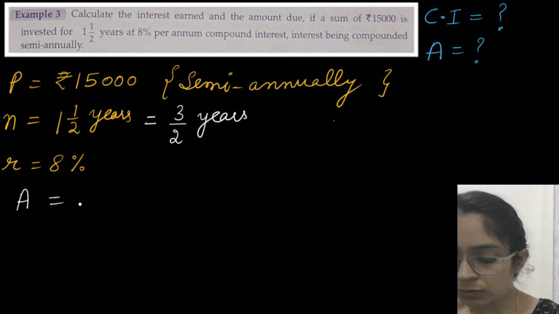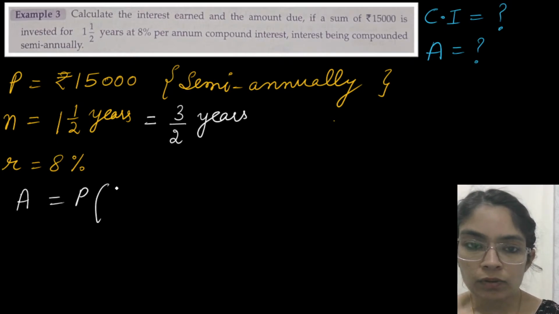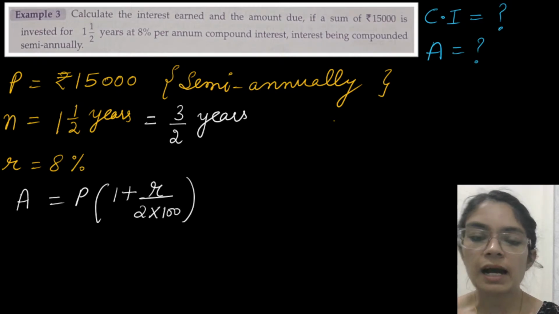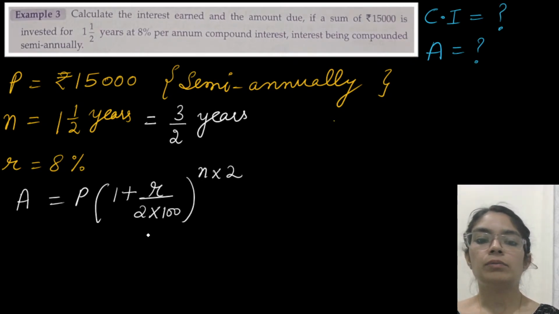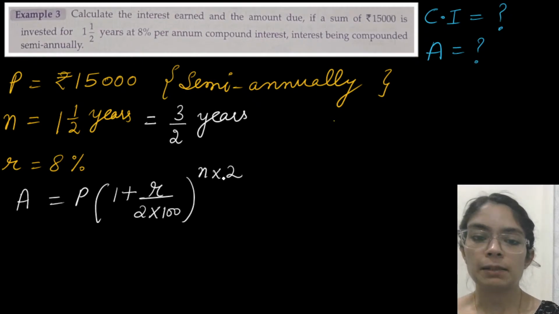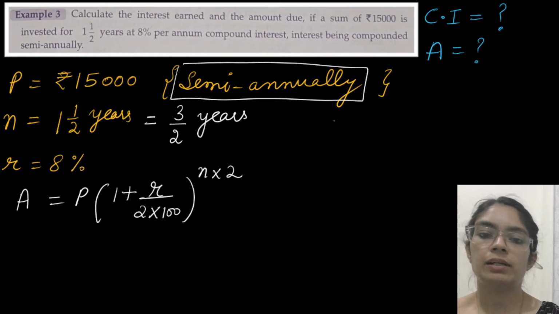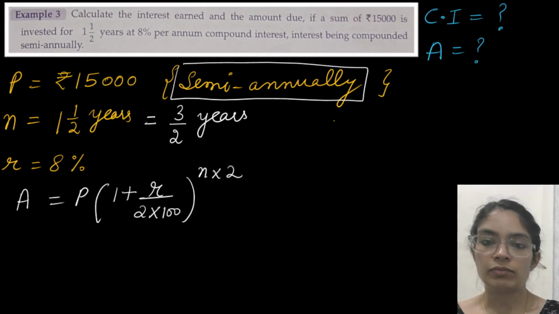Amount's formula for this one: amount is P into (1 plus R by 2 into 100), because this is half yearly, to the power N into 2. So with R we divide by 2, and N we multiply by 2. Whenever it is half yearly, semi-annually means half yearly, you always have to notice whether it is annually or half yearly, because both of these have different formulas.